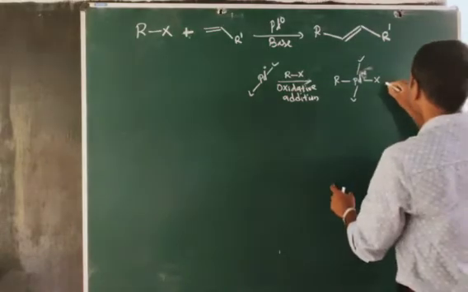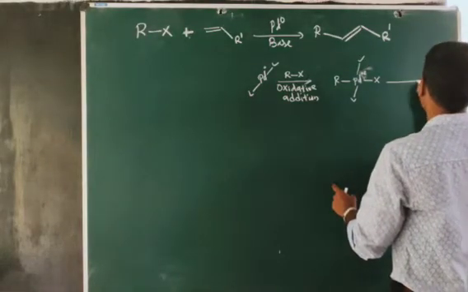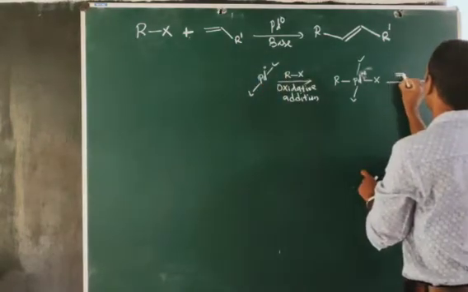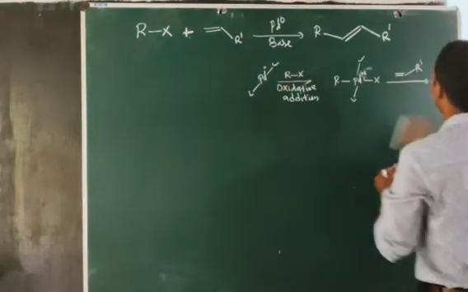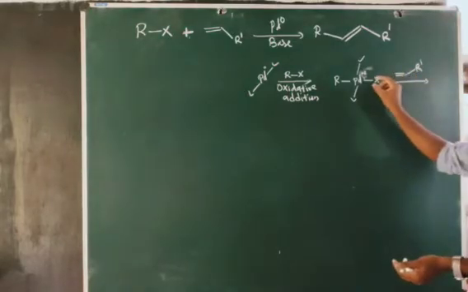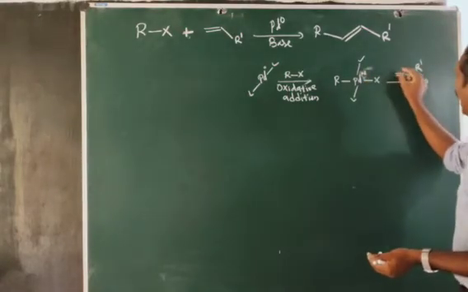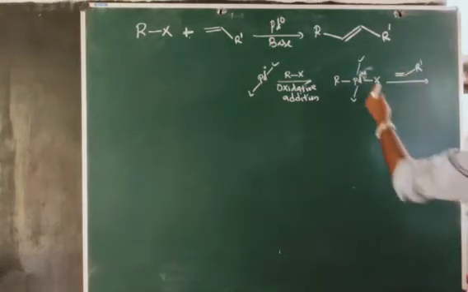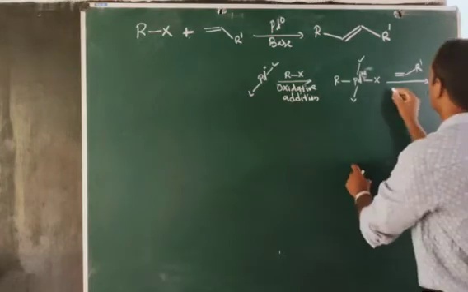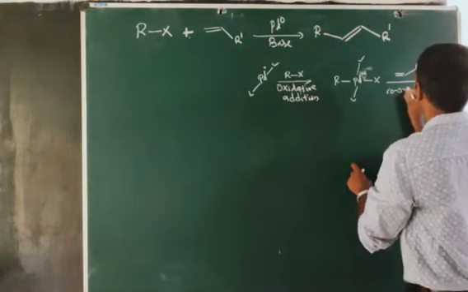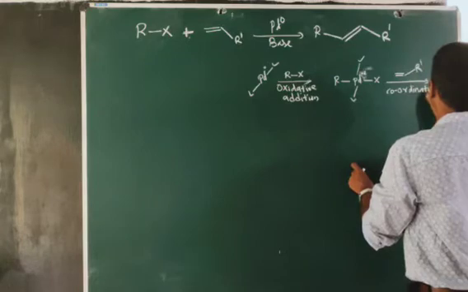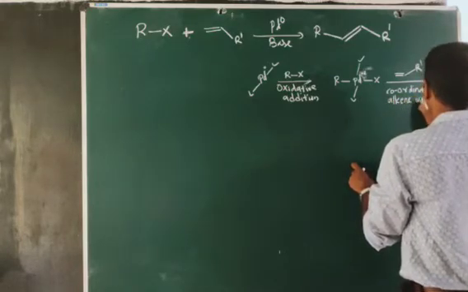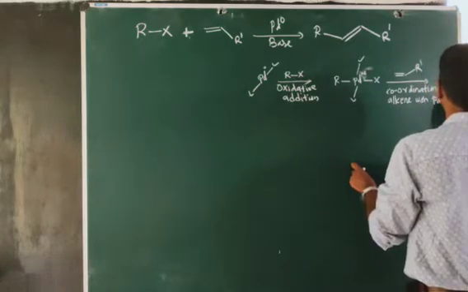Okay. Now in the next step you can see that this is our alkene, R'. This alkene is introduced, and this step is known as coordination of alkene with Pd2+. What do you mean by coordination of alkene with Pd2+? Coordination of alkene with the Pd2+.